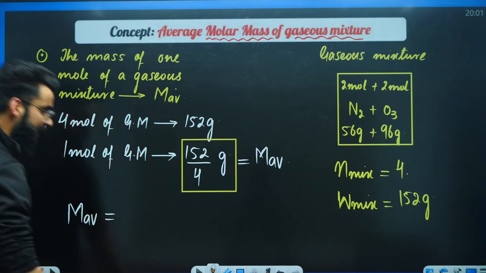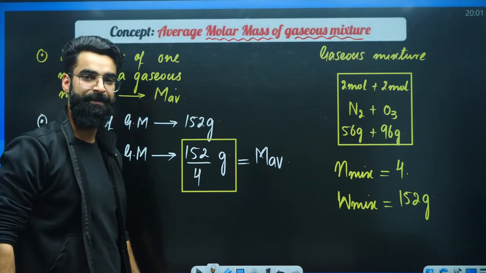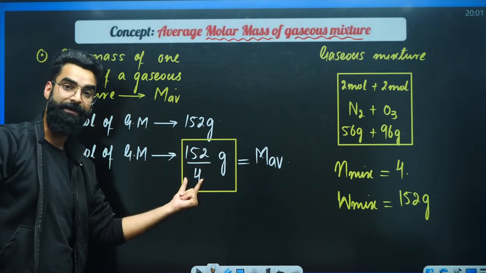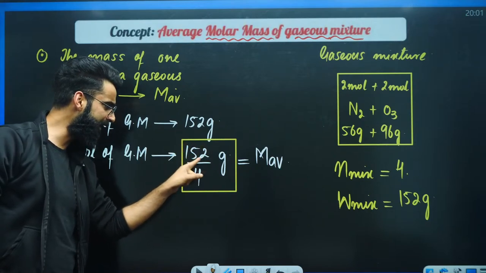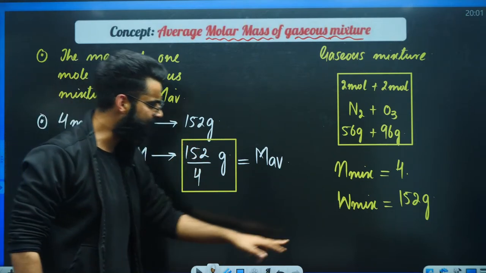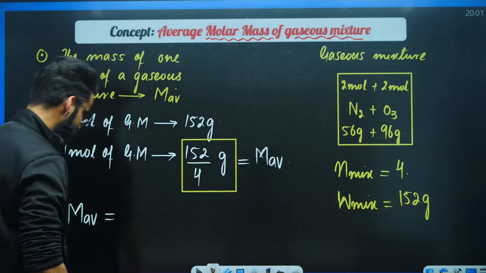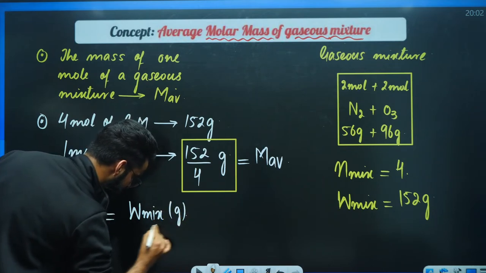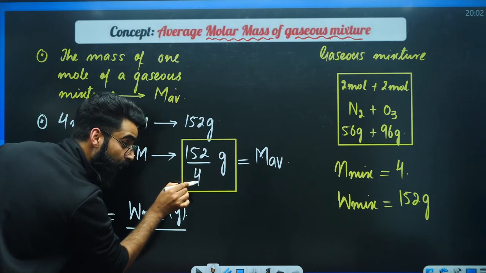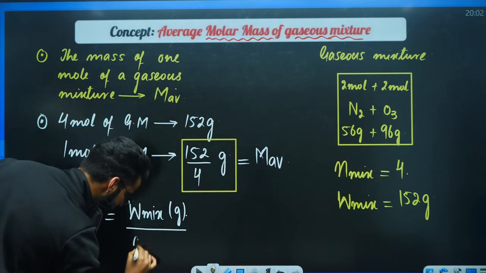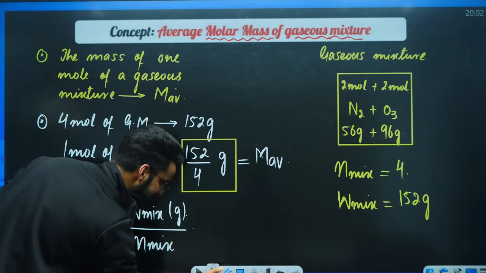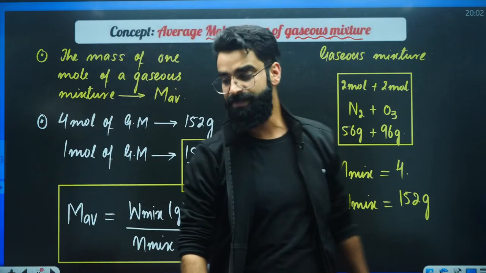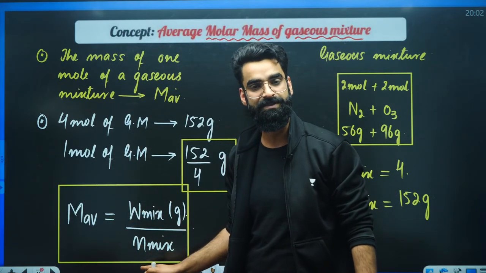if I want to make a formula directly to calculate the average molar mass of the mixture, in the formula there should be two terms, one in the numerator, one in the denominator. Look at this term. In the numerator, you have 152 grams. And what was this 152 grams? That was the mass of the gaseous mixture. So in the numerator, you will always write the mass of the mixture in grams, divided by. In the denominator, we have got 4. And what was 4? 4 was the total moles present in the gaseous mixture. So this is the formula which you are going to use directly from now onwards to calculate the average molar mass of the gaseous mixture.